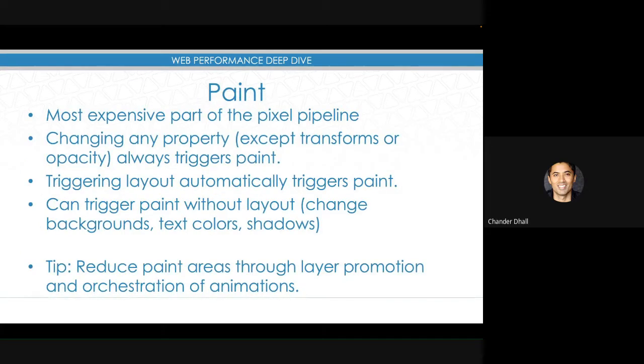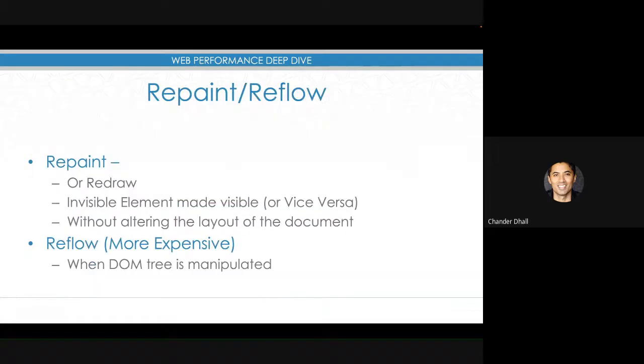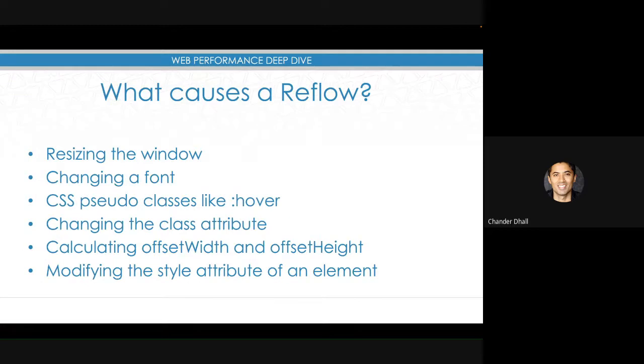So paint, as I said earlier, is the most expensive part of the pixel pipeline. Changing any property is going to get you there. Trigger paint without layout, all that kind of stuff, it's a bad idea. And then reflow is when the DOM tree is manipulated. Repaint is like redraw. So what do you do? Repaint is better than reflow. I'll give you some examples.